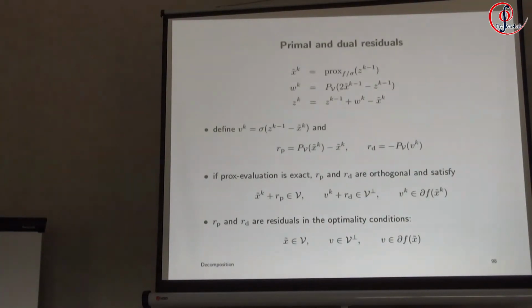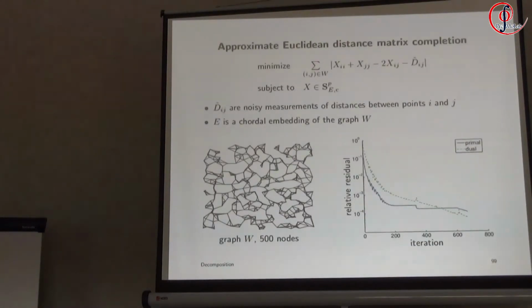So I'll skip this. From the Douglas-Rachford iteration, you can actually get stopping conditions and residuals quite easily. This is an example of an SDP with a graph structure, just to show you the convergence.